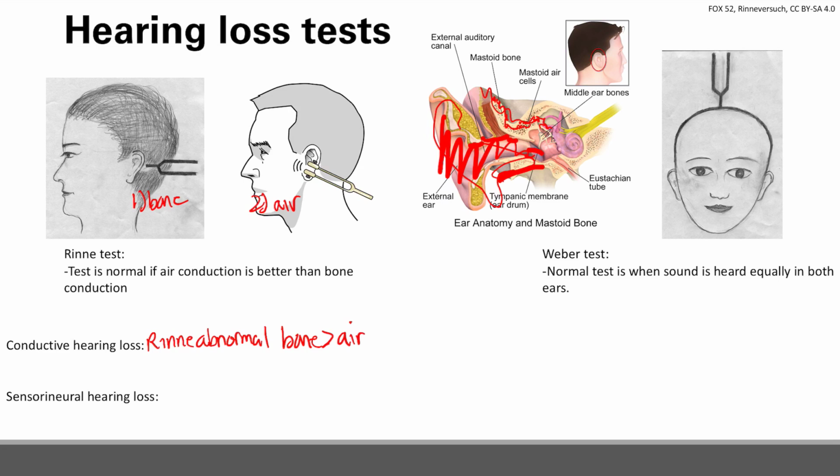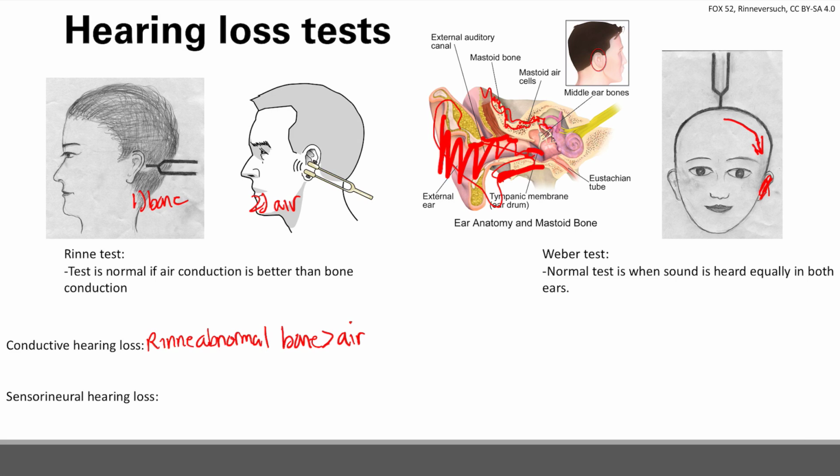Now let's look at the Weber test. Will this be normal? It will not be normal. And which ear will hear it better? The affected ear? Let's say this ear is messed up, okay? This ear has conductive hearing loss. Will sound go to the normal ear or to the affected ear? And this is a very tricky one that takes some time to think about. But the answer is that it lateralizes to the affected ear. And you're thinking that the affected ear has hearing loss. Why would you hear it better? Why would you hear the tuning fork better on the affected ear? That doesn't make sense.